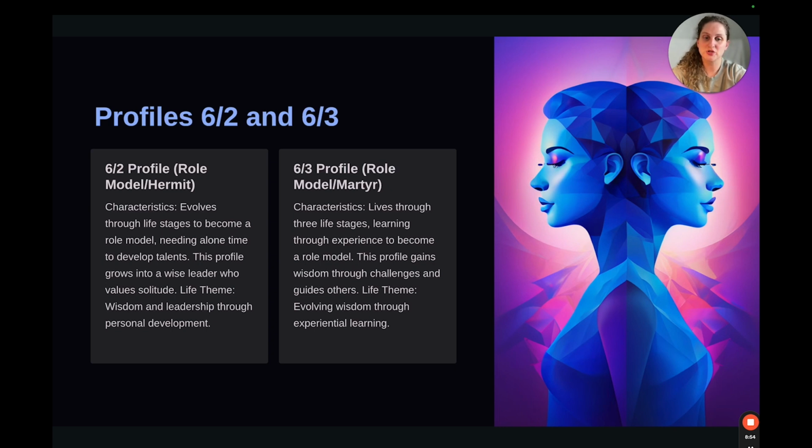6-3 profile is role model martyr. Characteristics here are lives through 3 life stages, learning through experience to become a role model. This profile gains wisdom through challenges and guides others. Their life theme is evolving wisdom through experiential learning.